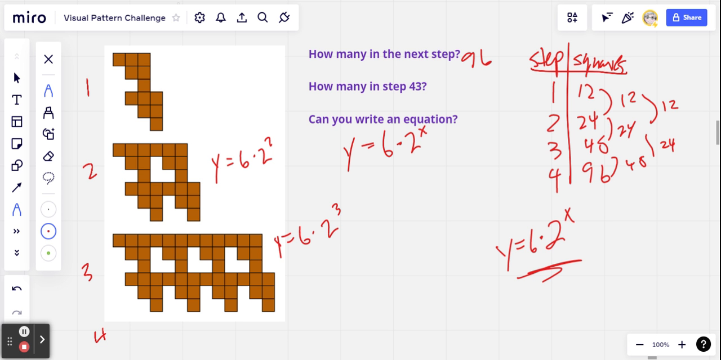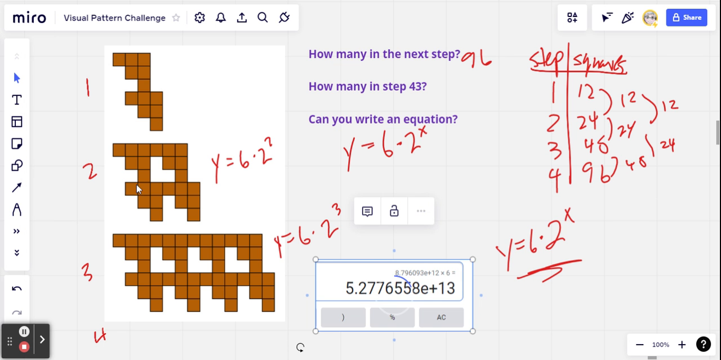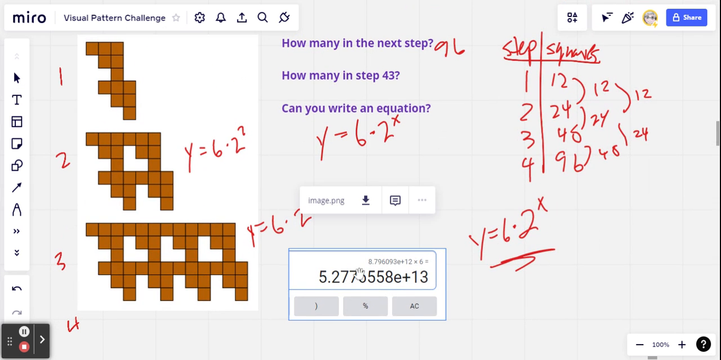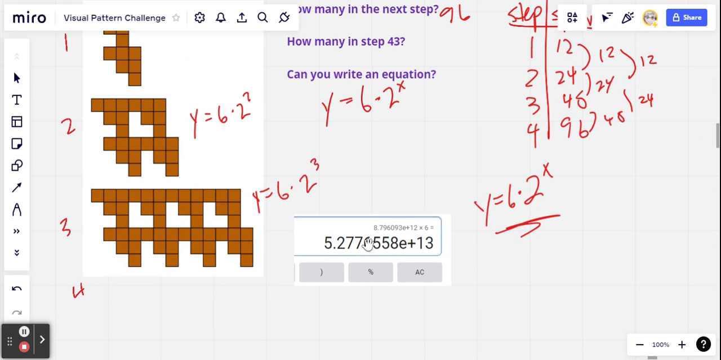So let me actually just take a quick snip here of what I got, and I'll paste it up in the window that you can see. So here's the thing I just did in the other window on the Google calculator. So that's 5.276558 e to the positive 13. That means 52 trillion and change. So that is a pretty big number.